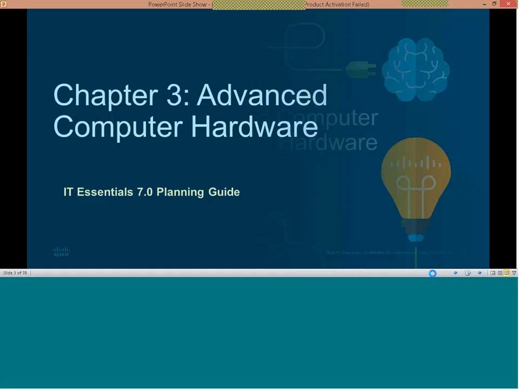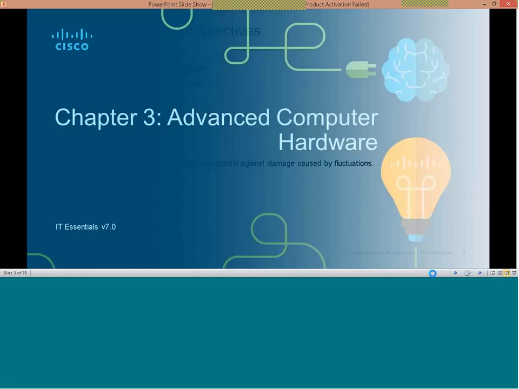We'll look at electrical power. Explain the concept of electrical power. We'll look at the wattage and voltage. We also look at power fluctuations and devices that protect against damage caused by fluctuation. So these are some of the things we'll be discussing.